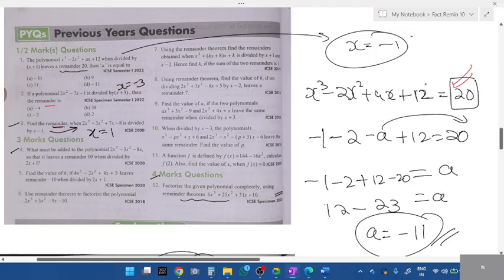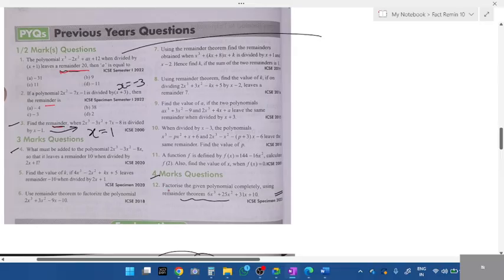The word factor is not given. If the word factor was mentioned, we could have, instead of 20, we should have taken 0 and solved it. Leaves a remainder 20. Don't get confused. Whenever remainder is given, take that. Take the 20 and solve this. Minus 11 is the answer. Option C. Option D. Minus 11.